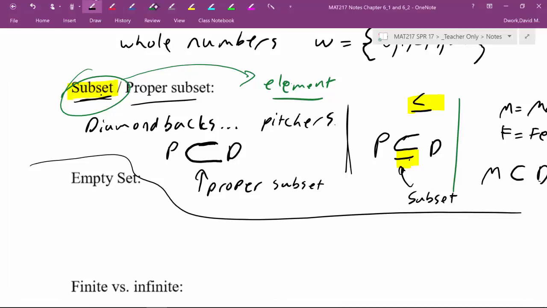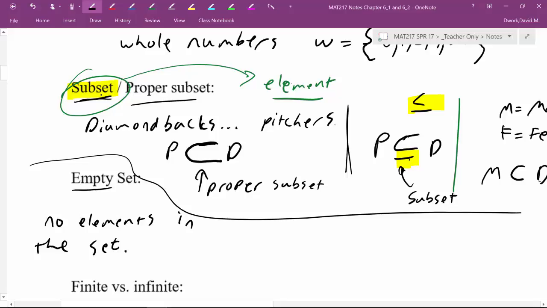Now, my favorite kind of set, this kind of confuses people sometimes. It's called the empty set. What is the empty set? Well, it just means there are no elements in the set.